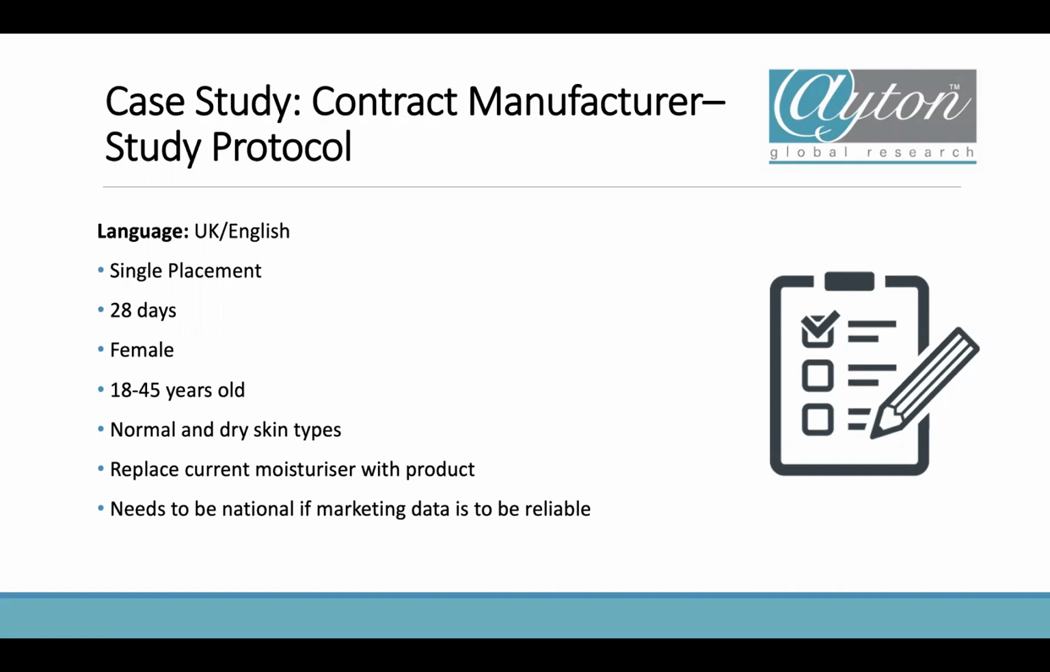We need to replace the current moisturizer with this product. We don't want them to use it as well as their current moisturizers, whether that's moisturizer, serum or oil. We just want them to use this product. And it needs to be national if marketing data is to be reliable. So basically we're looking at the whole of the UK. We haven't just said we want people from London because this is going to be sold all over the UK. So we want to make sure we have a nice representative panel.